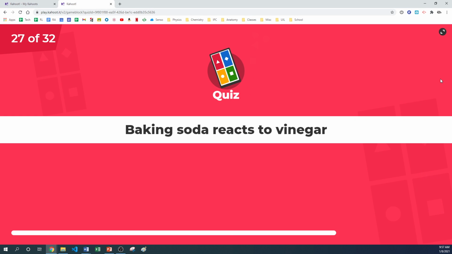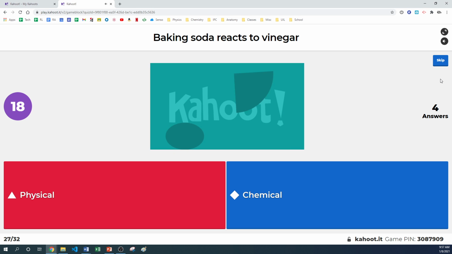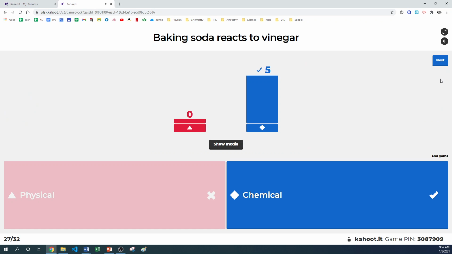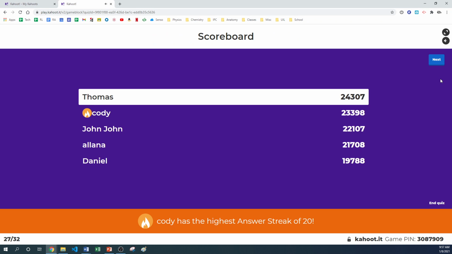Baking soda reacts with vinegar. Oh my gosh. I'm gonna take my time. Oh, that was right. Oh, that's disappointing. You got it right though. It was in the white spot.